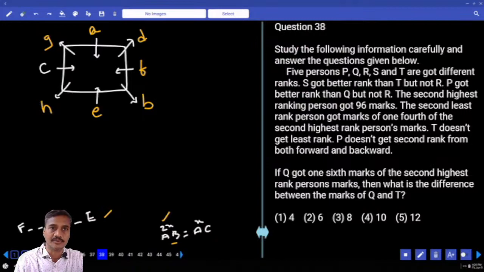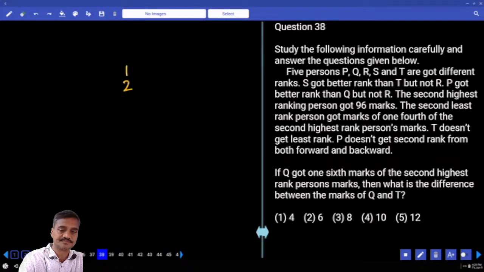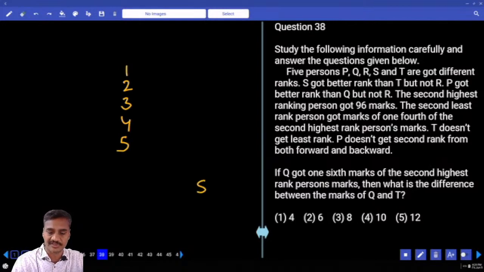Comparisons. How many persons are there? There are some 5 persons. Now these 5 persons are being compared in what? Compared in the ranks. S got better rank than T, but not R. But not R means S is lower rank than R.